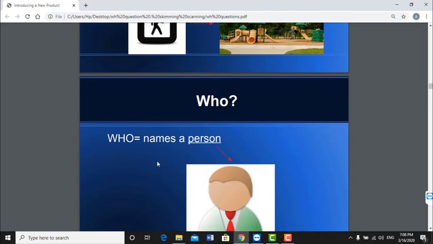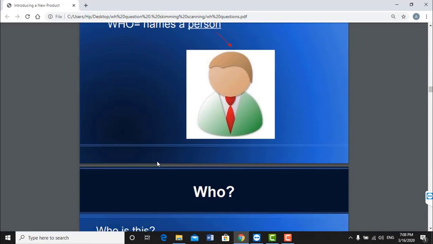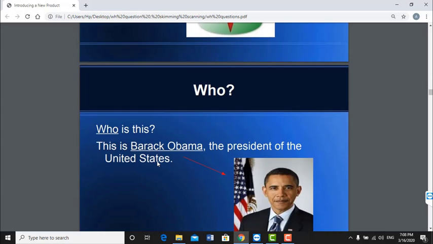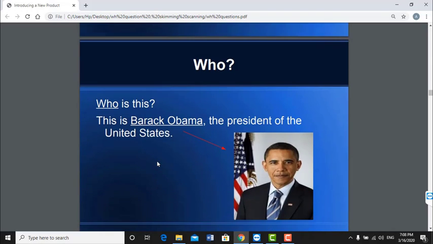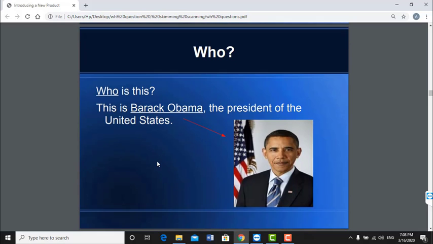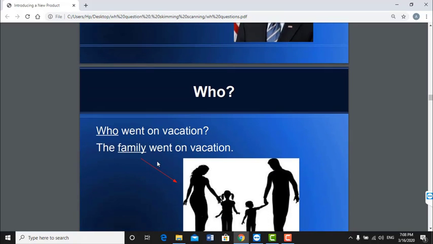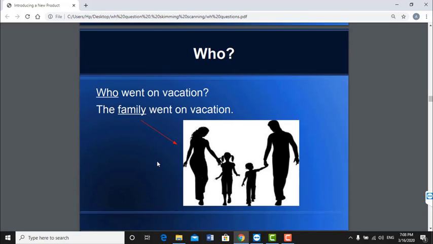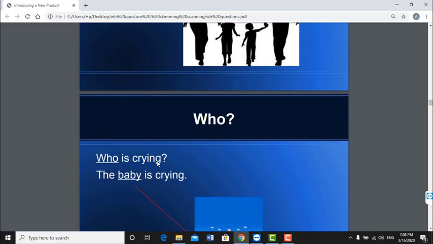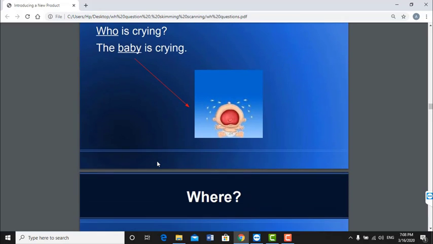Now for the second question word, which is who. Who names a person. Whenever we use who, we are targeting a person. We are aiming at a certain individual person. Okay? Now, who is this? This is Barack Obama, the ex-president of the United States. Now, who went on vacation? The family went on vacation. Who is crying? The baby is crying.